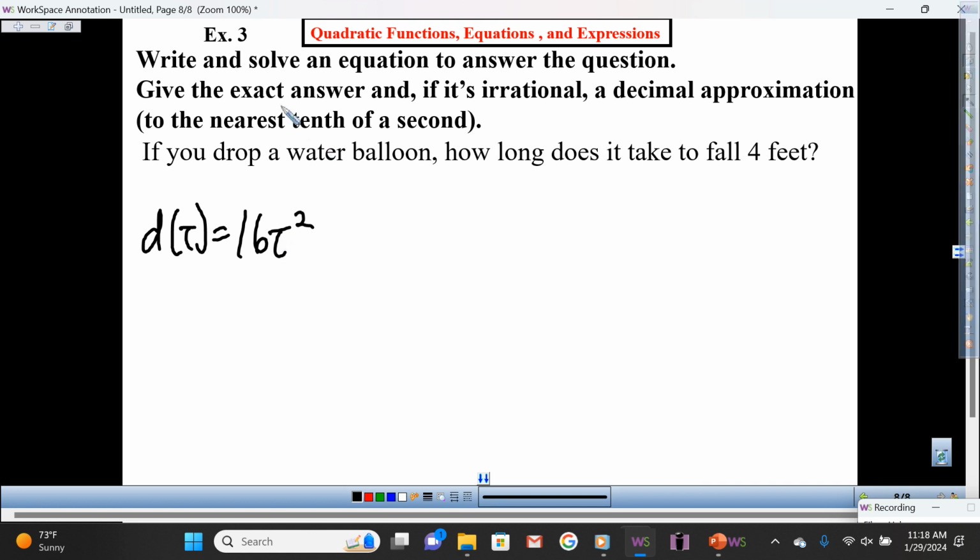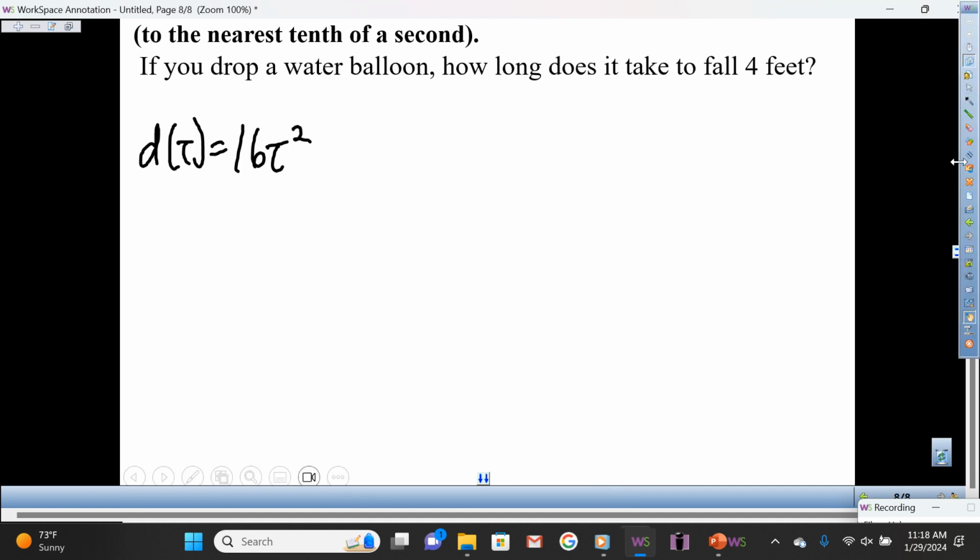So on your paper, write example 3. Write the problem. If you drop the water balloon, how long does it take to fall 4 feet? Write the formula. And then I'm going to help you illustrate this. Here it goes, example 3. For those of us that are artistically challenged, here we go. I'm gonna help you out.